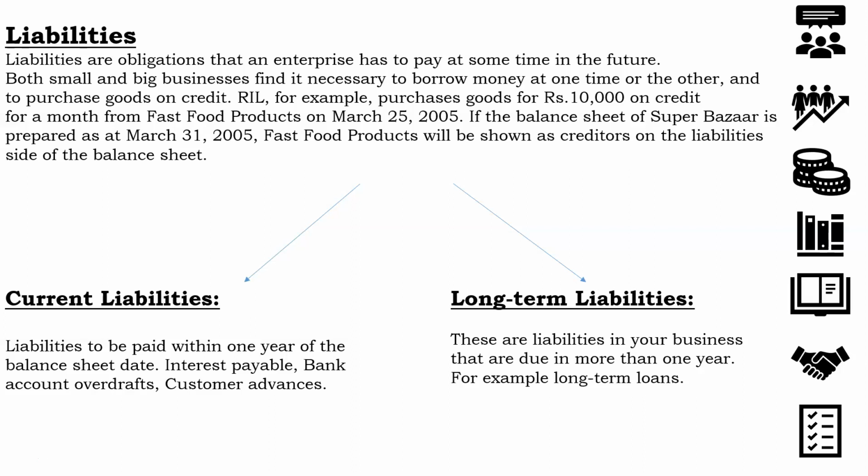On the other hand, if I talk about the long-term liabilities, these are liabilities in your business that are due in more than 1 year. For example, the long-term loans. For example, a company has taken a loan from a bank for 5 years or 7 years or whatever the term may be. It is more than 1 year, and therefore it is known as long-term liabilities.